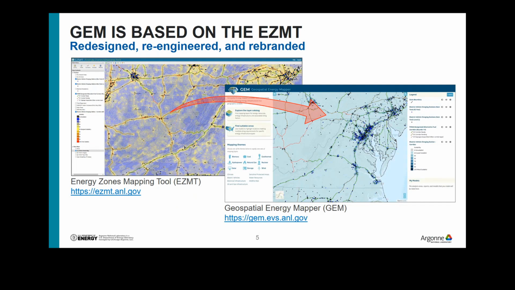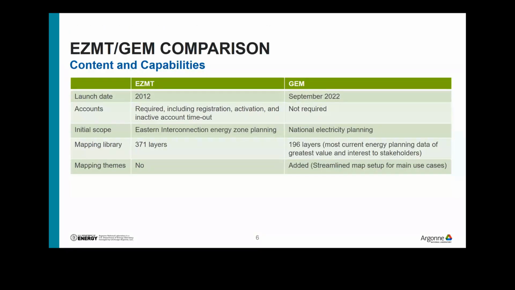So that was the home pages. This is just a snapshot of the actual mapping interface of both tools. I thought I'd start with just a verbal comparison of the tools.